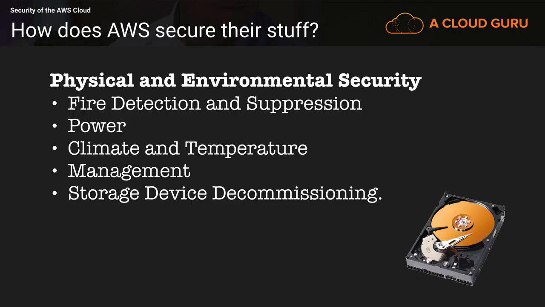As we all know, AWS consists of regions, and inside each region you have 2 or more availability zones, and availability zones are made up of multiple data centers. So how does AWS secure these data centers? Well, from a physical and environmental security point of view, they have a whole number of different things.